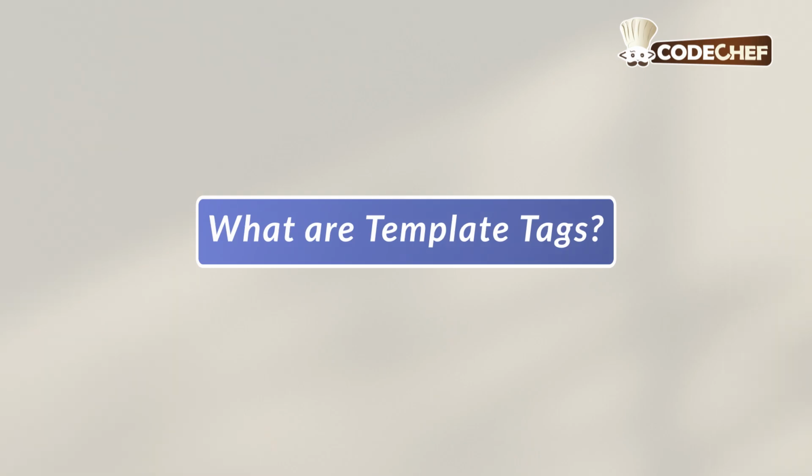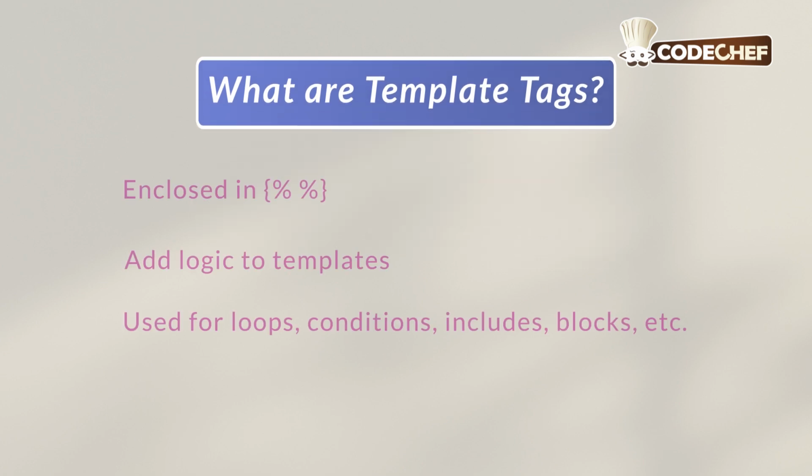Let's understand what template tags are. Template tags are Django's way of adding logic inside HTML. So whenever we need to perform actions like loops, conditions, or including templates, we use tags, and they are always inside the curly brace and % symbol. The for tag is the most commonly used one, so let's learn about it.